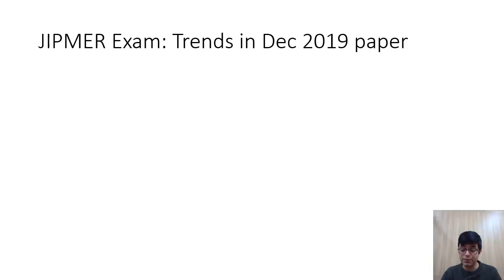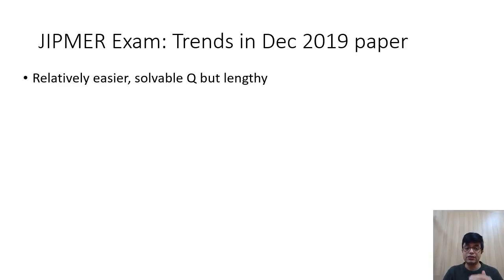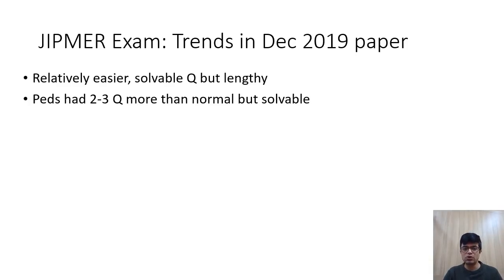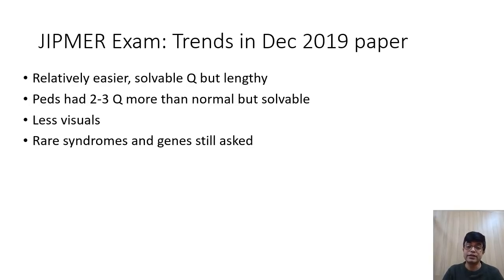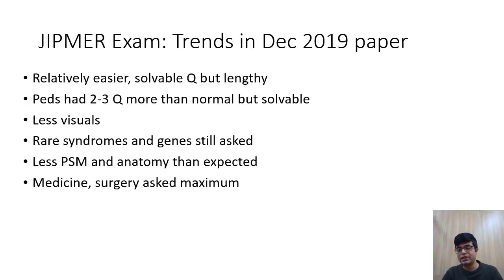What was the trend in last paper? It was relatively easier, solvable, but lengthy. PEDS had 2 to 3 questions more than normal, but it was fairly solvable. Less visuals were asked. Rare syndromes and genes were still asked. Obviously, you had to leave them. Less PSM and anatomy than expected.